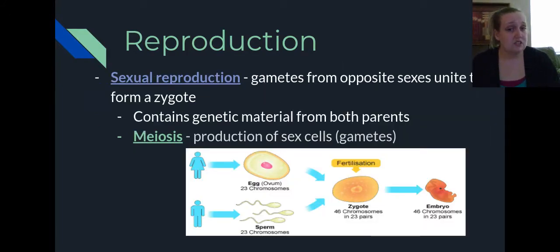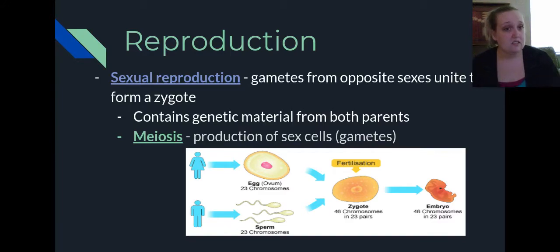Now, sexual reproduction is different because gametes from opposite sexes will unite to form a zygote. Sexual reproduction is when the egg and sperm are going to join together. When the zygote forms, you end up with genetic material from both parents, and the zygote is going to become the new individual going through that process called differentiation, which we discussed earlier.